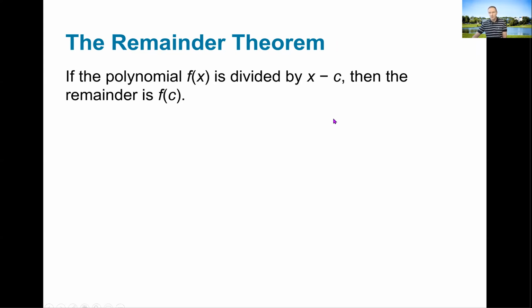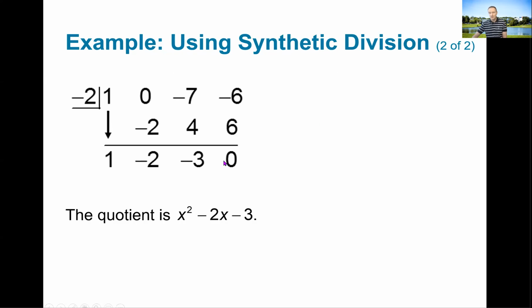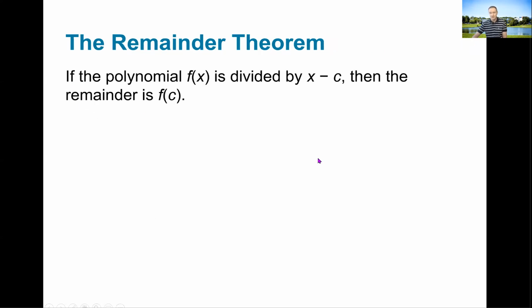So in other words, we know it divides evenly if we get a remainder of 0. If we get a remainder of anything else, it's the same thing as just plugging that value into the function, and it's giving us the f of c.